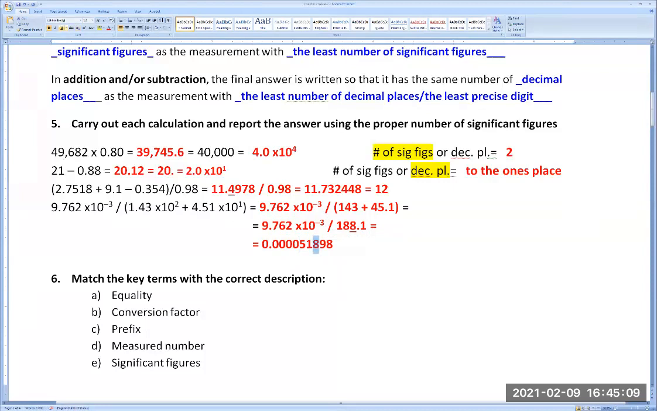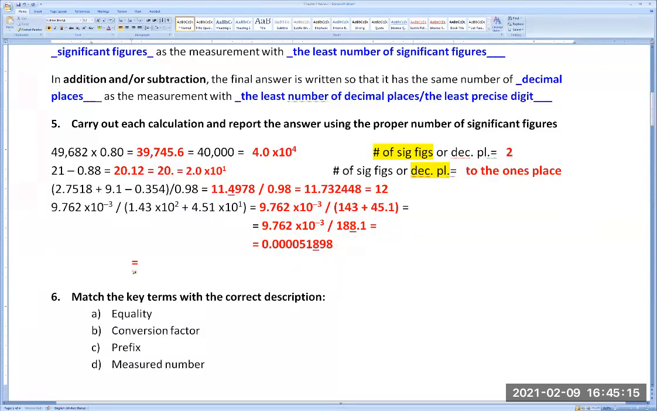So 3 sig figs there. So that would be rounded. Let me put it here so we see better. So 0.0000518. What comes after the 8 is a 9. So you need to round the 8 up. So the 8 will become a 9. And then you drop everything after that, because that's 3 sig figs there. And so that would be the answer to this second calculation here.